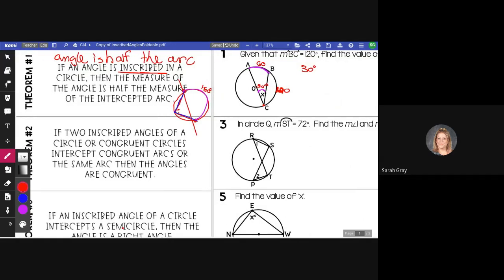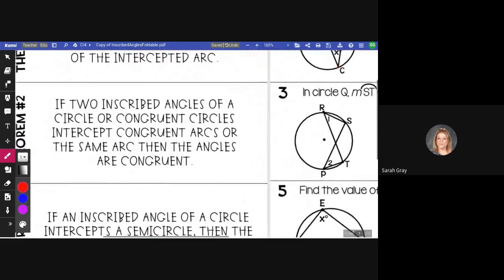Okay, for theorem 2, we have two inscribed angles of a circle that intercept congruent arcs, or the same arc. Okay, so I'm going to do it with one circle every time, because if it works in one circle, then it's going to work in the congruent circle because they're the same.